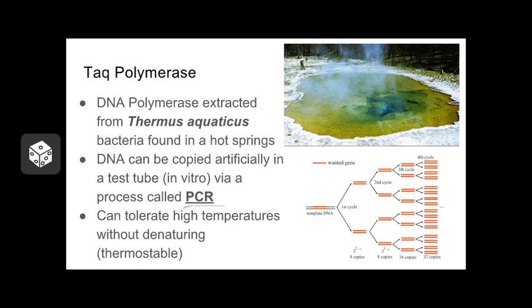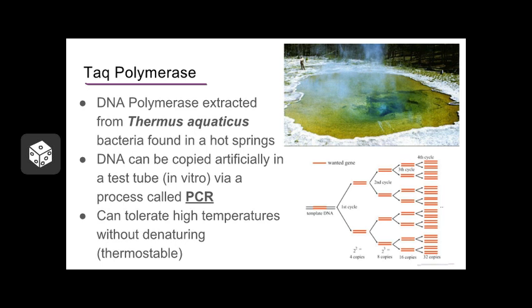And when we do something inside a test tube, we call it in vitro. But through this process, we can take a single little strand of DNA and we can make lots and lots and lots of copies of it. We can replicate that piece of DNA as many times as we want so we can study it and manipulate it and do interesting things with it. And that wouldn't be possible without this enzyme Taq polymerase.